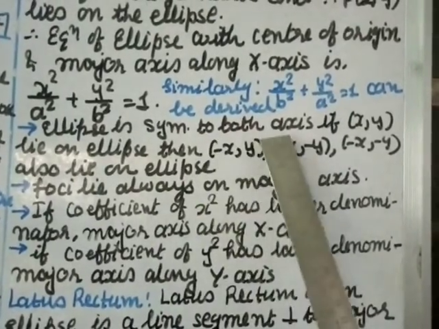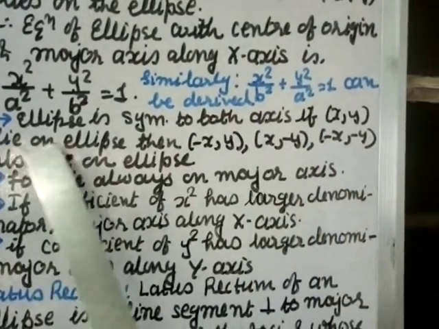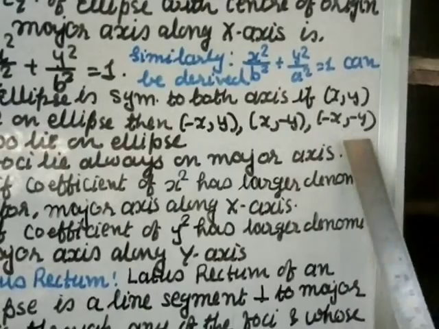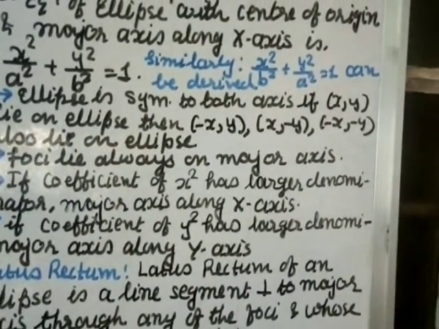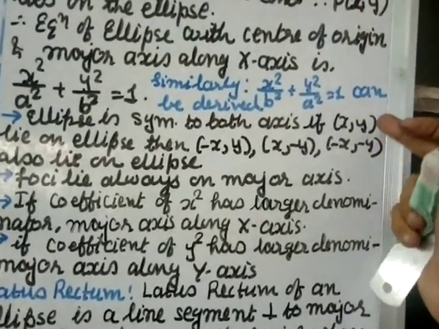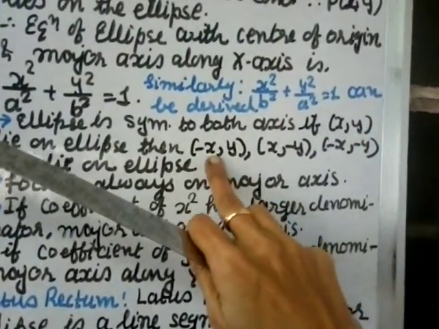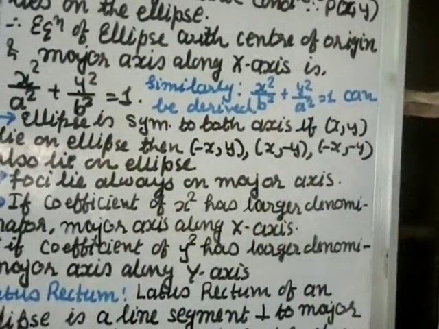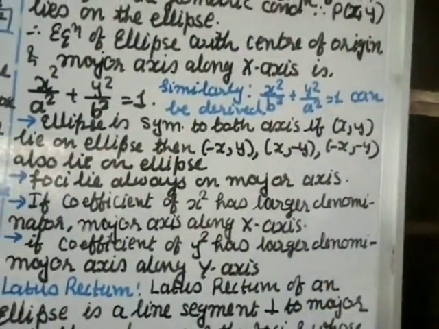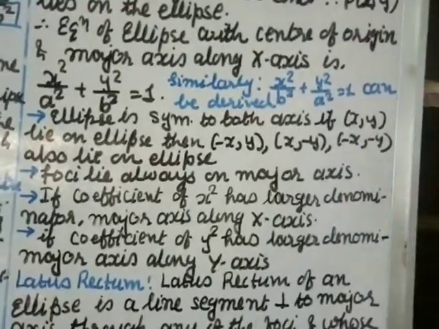The ellipse is symmetric to both the axes. If (x,y) lies on the ellipse, then (minus x, y), (x, minus y), and (minus x, minus y) also lie on the ellipse. So the ellipse is symmetric to both the axes. So this is in the first quadrant, this is in the second quadrant, this is in the third quadrant, this is in the fourth quadrant. So all the points lie on the ellipse.